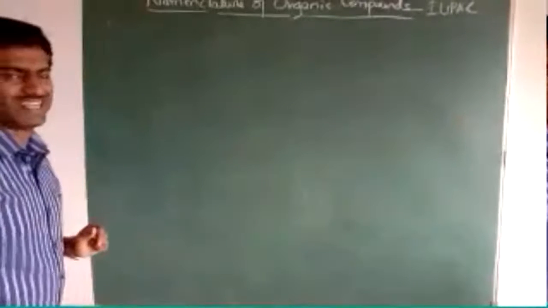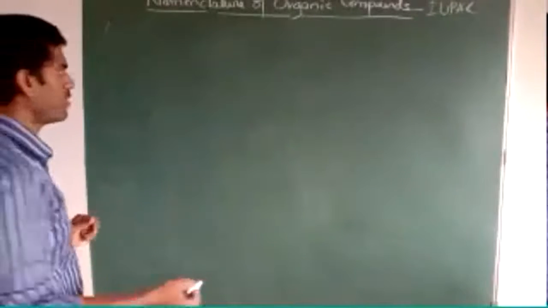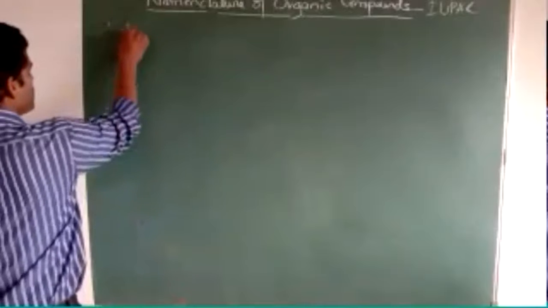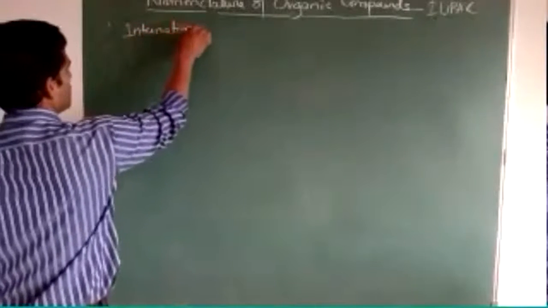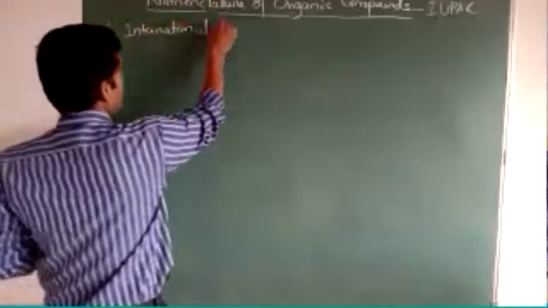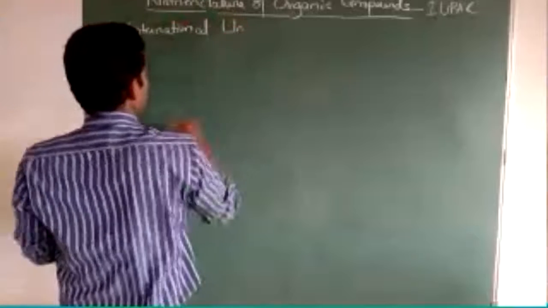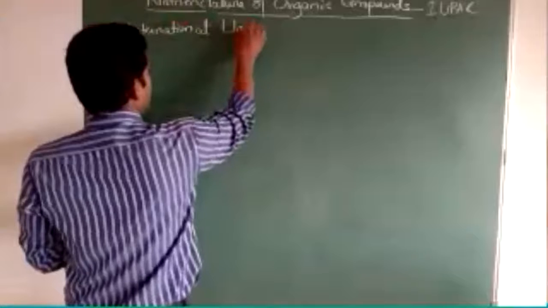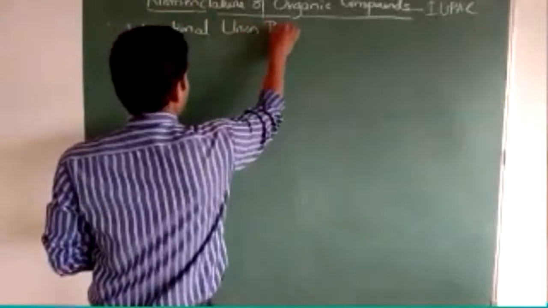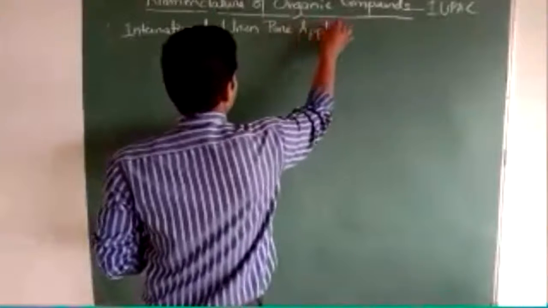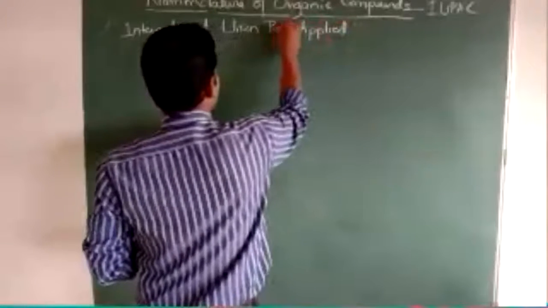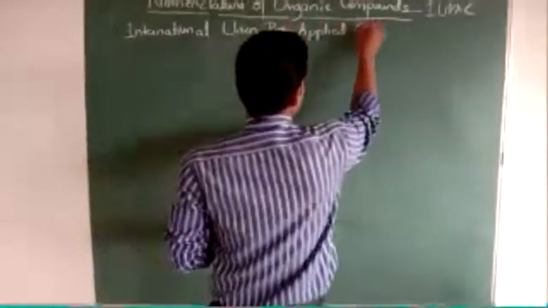What do you mean by IUPAC? IUPAC is International Union of Pure and Applied Chemistry.